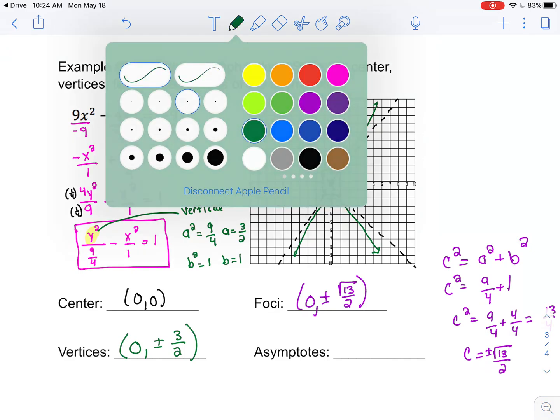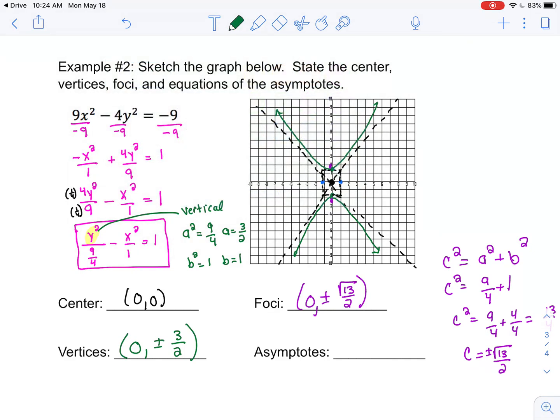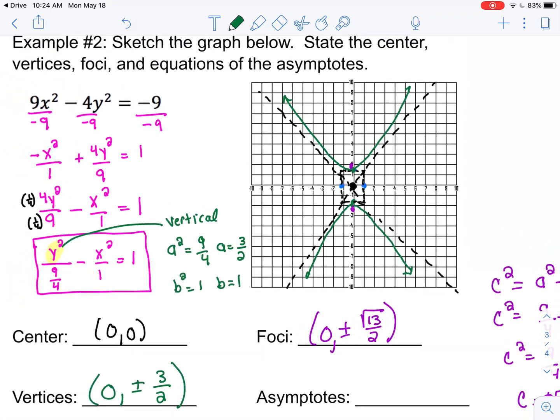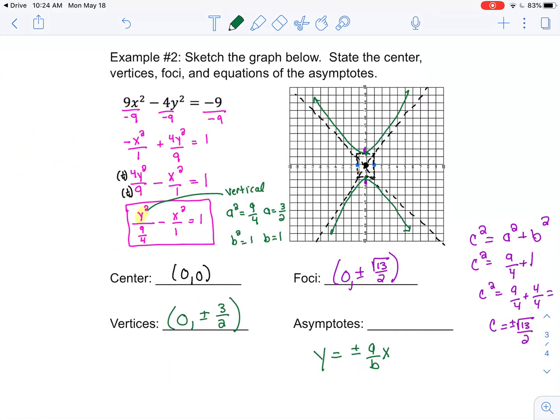Now my asymptotes, since I am opening up and down, or vertical, it's going to be y is equal to plus or minus a over b x. So the a and the b flip when I'm vertical because now my rise is that a value and my run is that b value for my slope. So it's going to be y is equal to plus or minus 3/2 over 1, or 3/2 x.